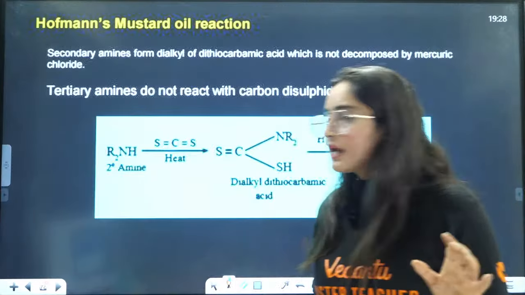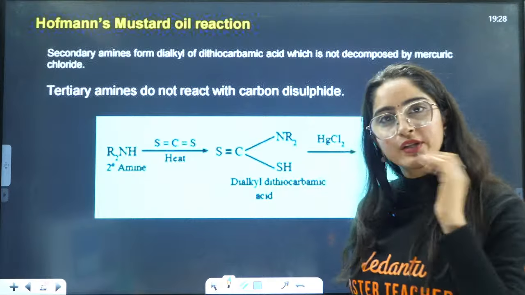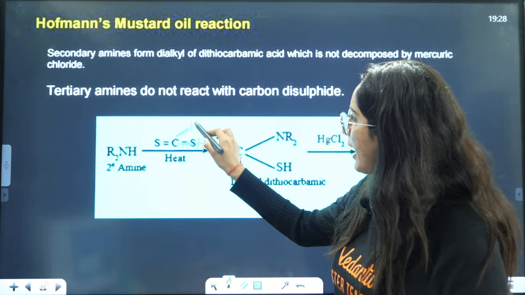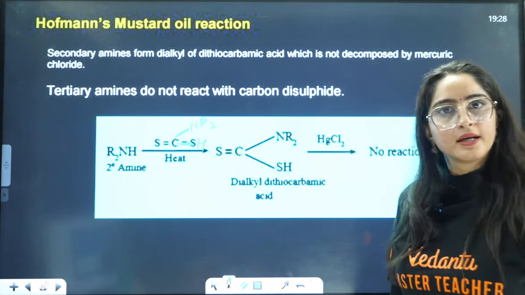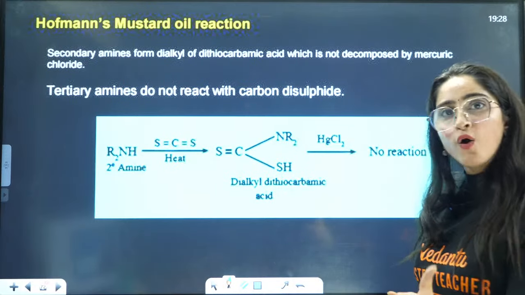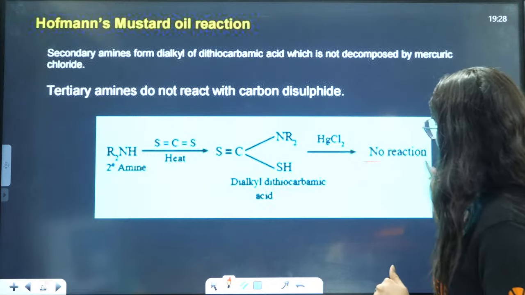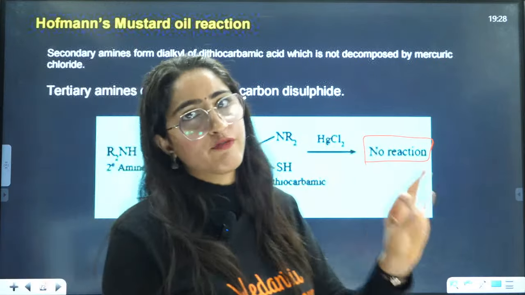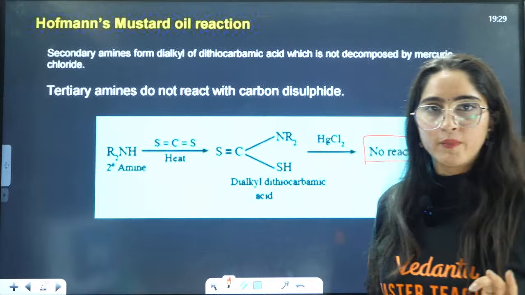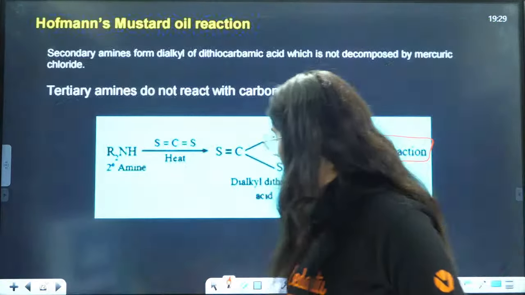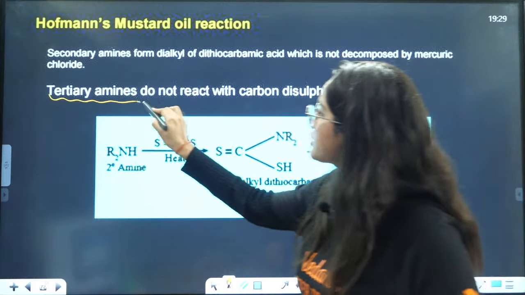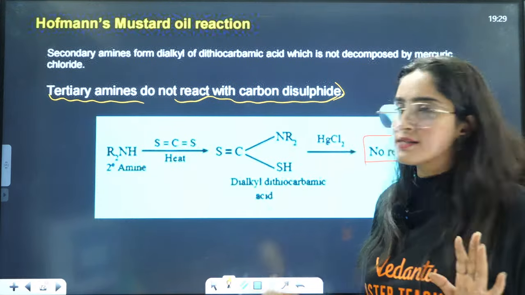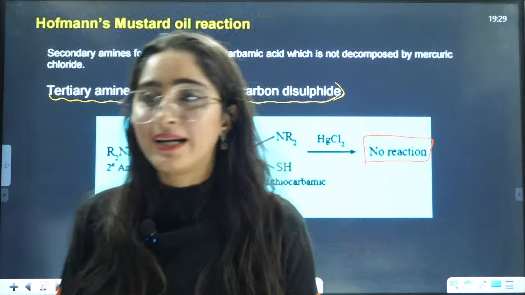You can say that definitely it's a primary amine, whether it's aromatic or aliphatic. If you have a 2 degree amine, then it will give the first reaction again. One S is converted to SH, and the other is converted to NR2. This thing will be formed here. Now, when you add mercuric chloride, in this case, there is no reaction. When there is no reaction on adding mercuric chloride, this is a 2 degree aliphatic or aromatic amine. That is confirmed. Third, tertiary amines will not react with carbon disulfide. They will not even give this step. That is called the mustard oil test.